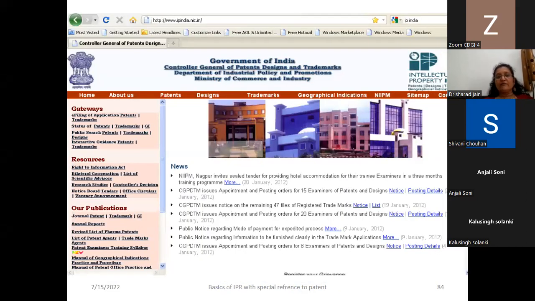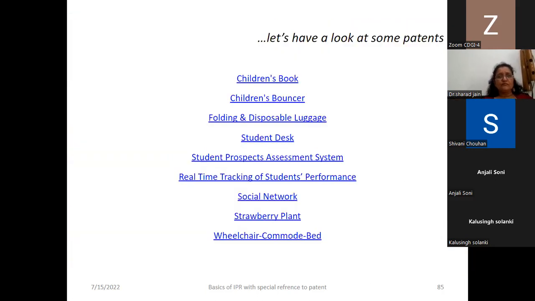This is the Indian patent website, and from here you can get everything. You can read Indian patents also, and the forms are also available. If you want to see any patents, I have given some examples. You can see examples of patents, those who have IPR: somebody has made a wheelchair commode bed.